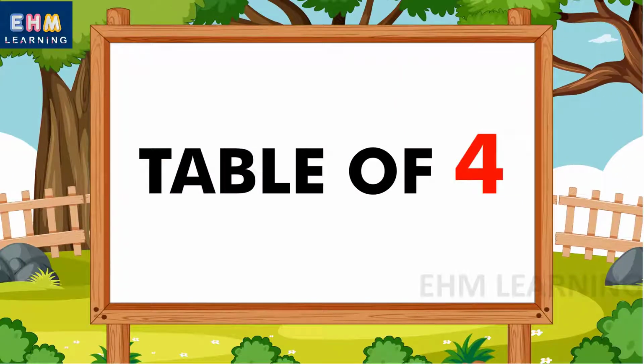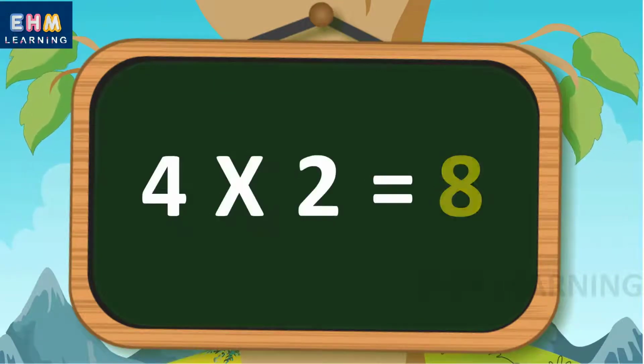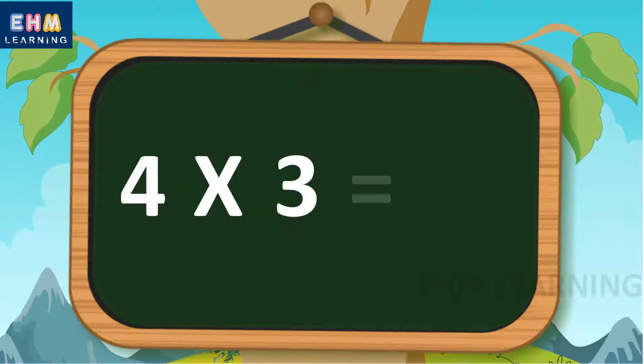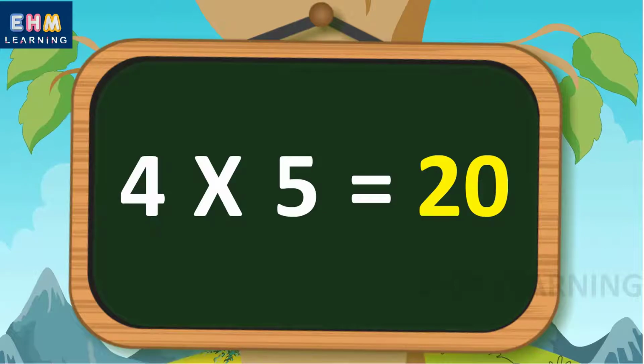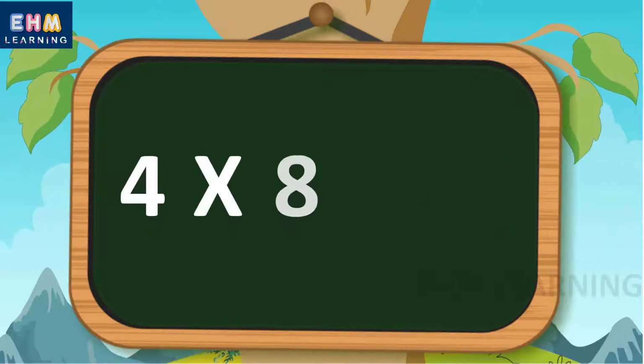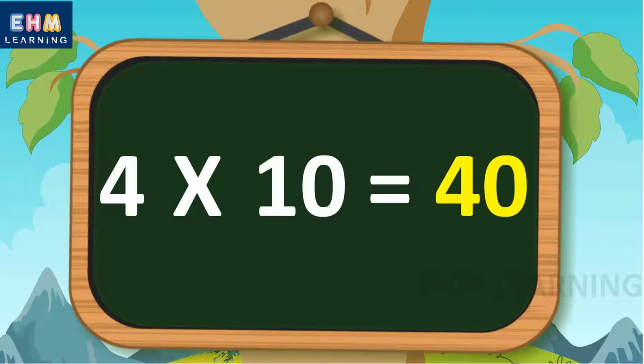Hello children, today we will learn table of 4. 4 1's are 4, 4 2's are 8, 4 3's are 12, 4 4's are 16, 4 5's are 20, 4 6's are 24, 4 7's are 28, 4 8's are 32, 4 9's are 36, 4 10's are 40.